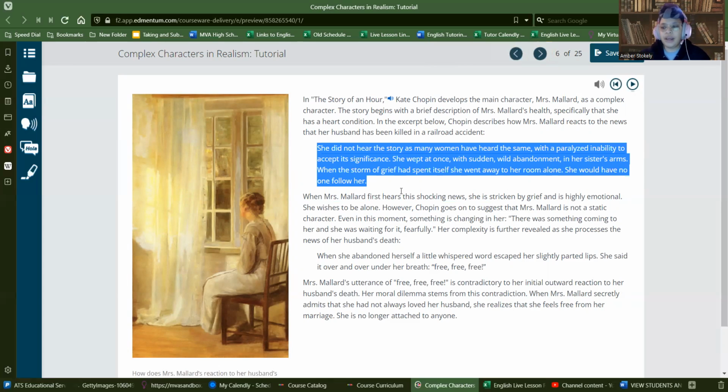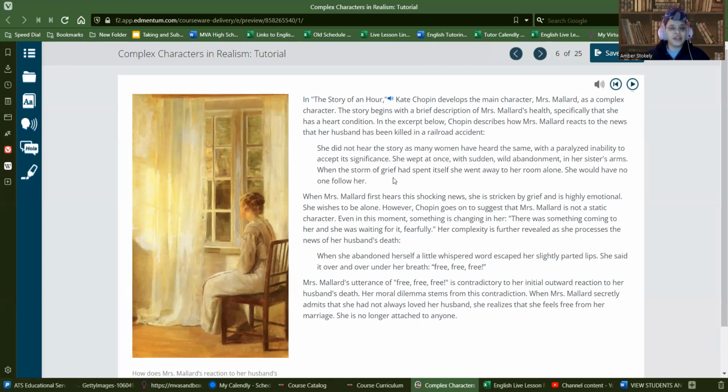So she's stricken by grief, which is a normal reaction when you're hearing about someone that's that close to you, your husband, dying. She's very emotional. But when she gets alone, the writer telling the story, the narrator, talks about how she changes the more that she thinks about her husband's death. It says there was something coming to her and she was waiting for it fearfully. So her emotions are changing.